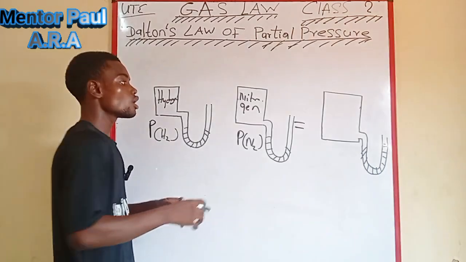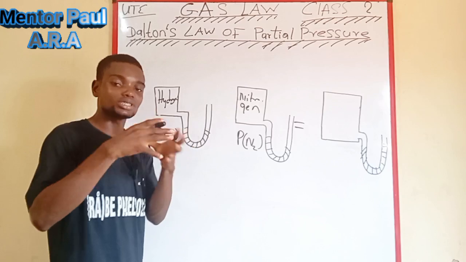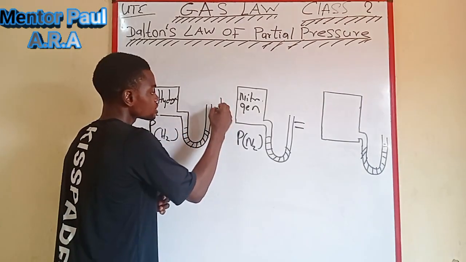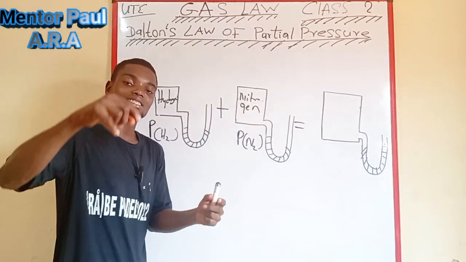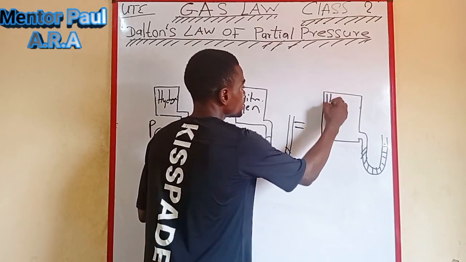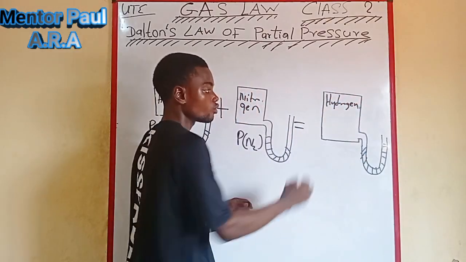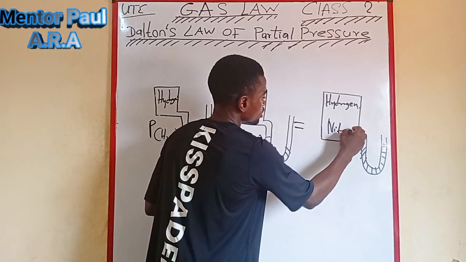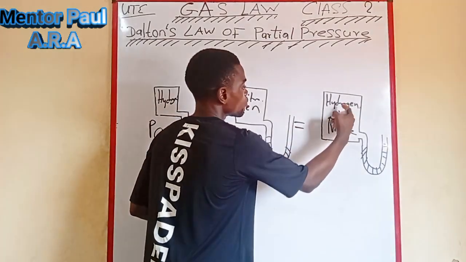Now, when these two gases are added together, or put in the same container, so we are going to add this gas here and this gas here, meaning that we're going to put them in the same container. Hence, in the container, we will have hydrogen and nitrogen. Both of them are gases. So here is the addition of hydrogen and nitrogen.